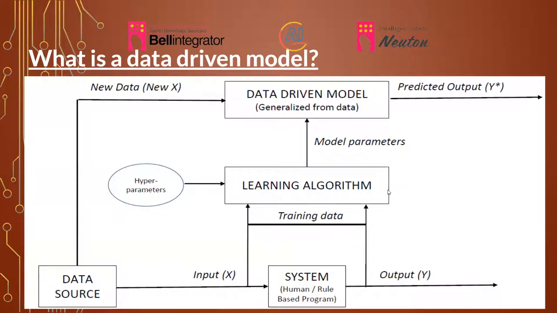So a question that often comes up, and often also sets the stage for these discussions, is trying to differentiate normal rule-based programs from machine learning-based models or data-driven models. If you have a normal program, you'll have a data source with some sort of input, and you'll explicitly program a rule that will then give you an output. When you go for a machine learning approach, you take your data into a learning algorithm, which you adjust using your hyperparameters, and then you get a model with certain model parameters that reads in new data and makes a predicted output. So the machine learns from the data, which is why it's called machine learning.